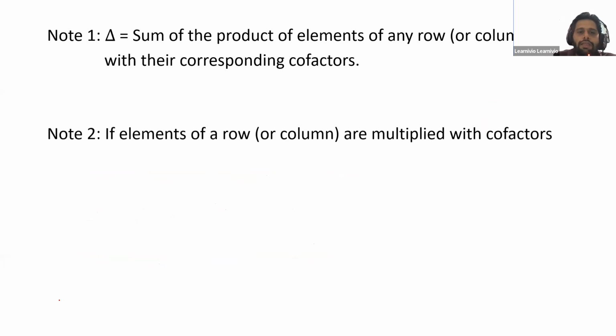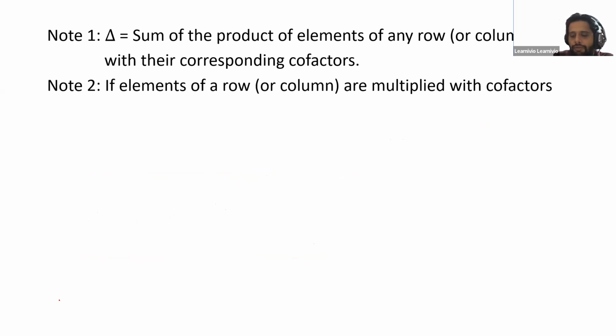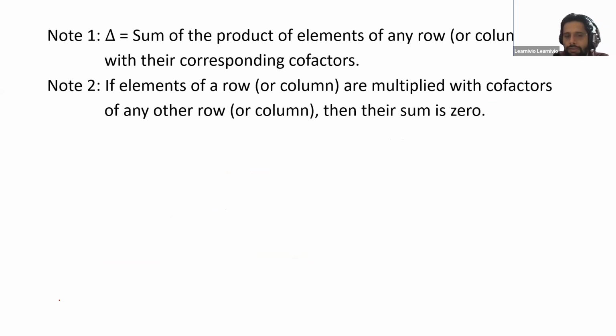Now the second note. The second note is: if elements of a row are multiplied with cofactors of any other row or column, then their sum is 0. I hope everyone understood this second point.